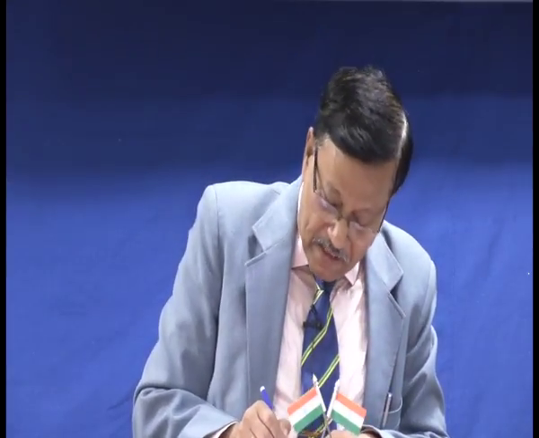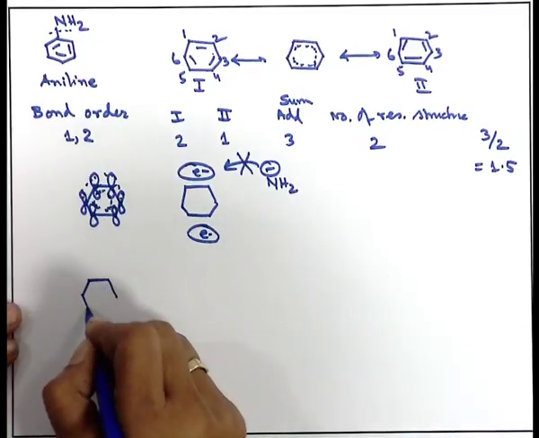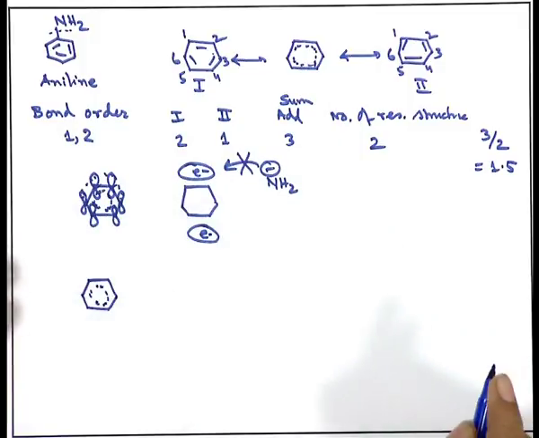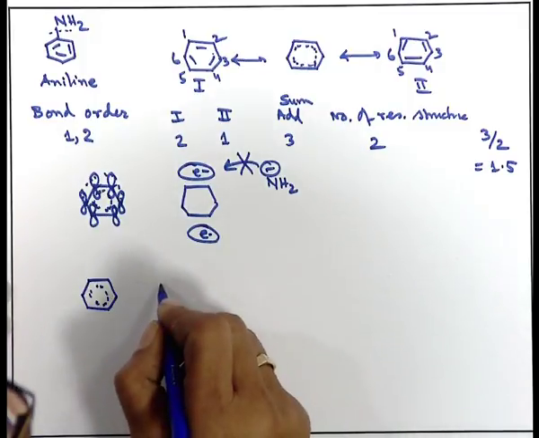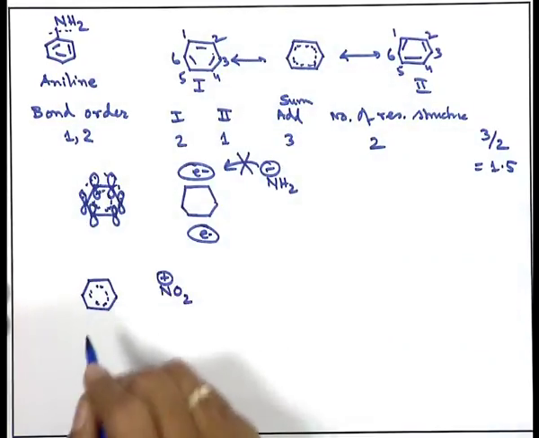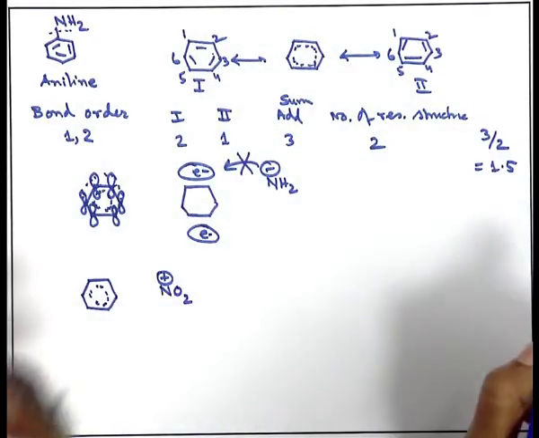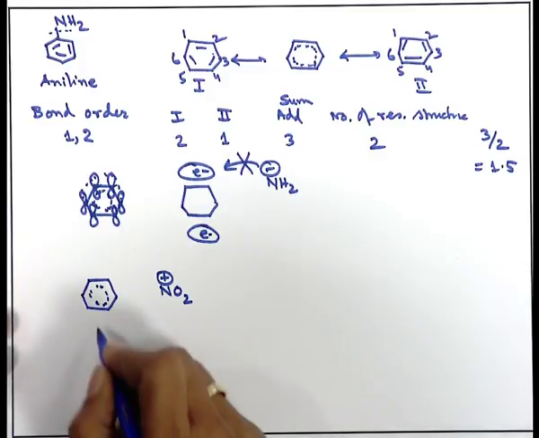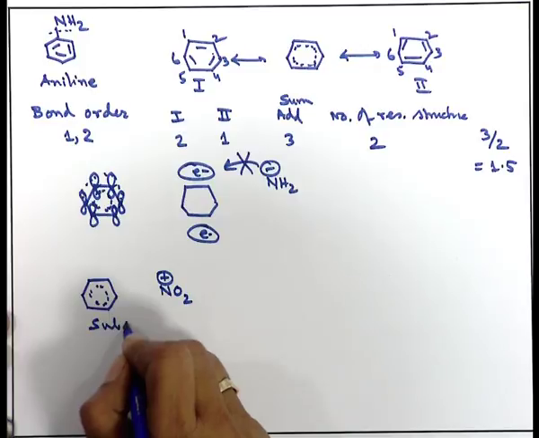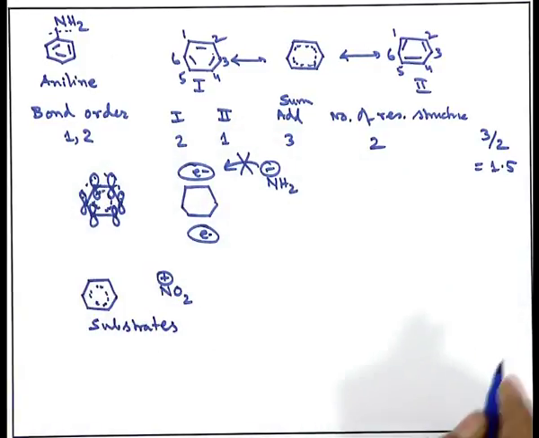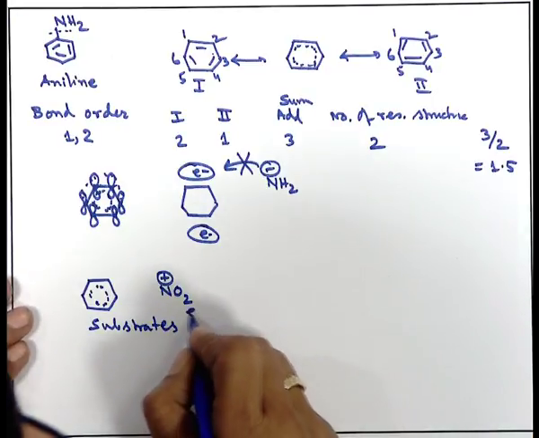But if I write a benzene ring in this way, a delocalized system, and I bring an electrophile, not NH2 minus, but NO2 plus, then there will be a very interesting feature. So, these are the substrates: benzene ring delocalized, NO2 plus, that is the electrophile, not a nucleophile.